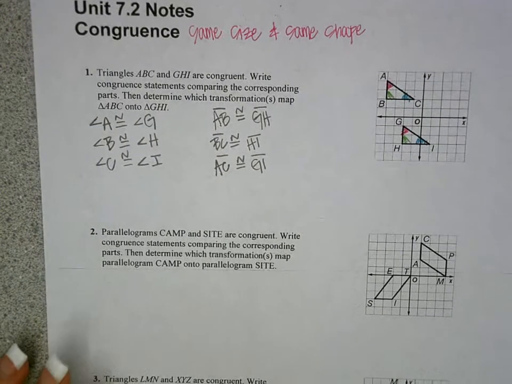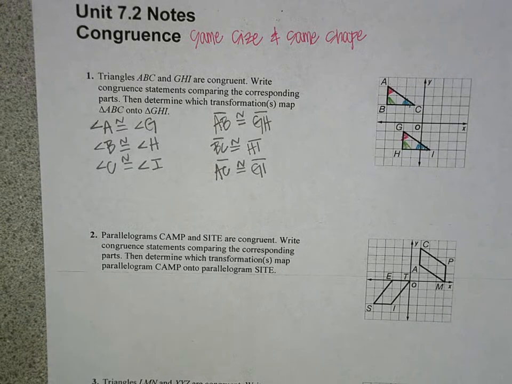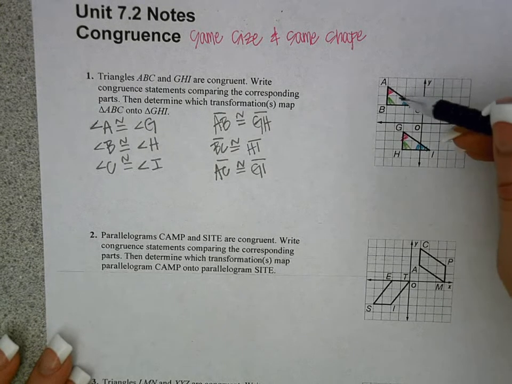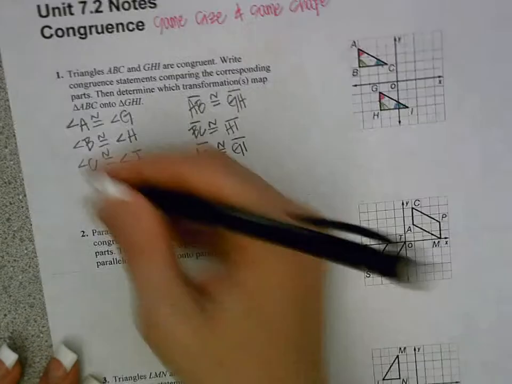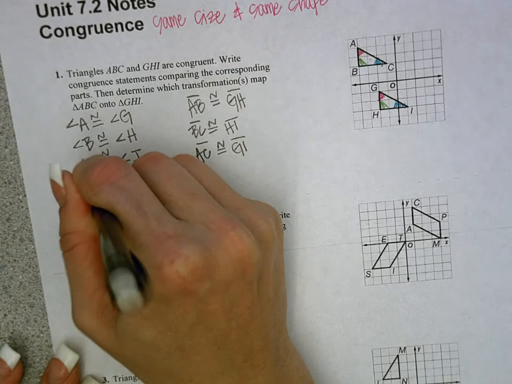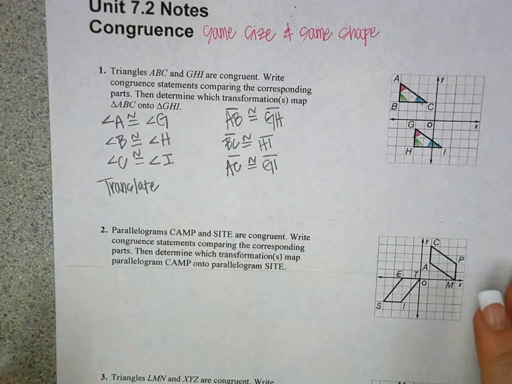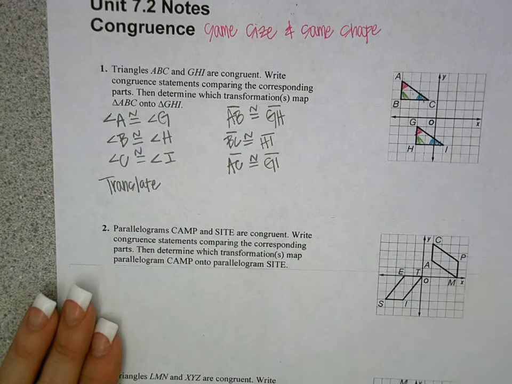Translate, okay? Now, if it's just a translation, there's nothing else, then you have to tell me exactly how to get from here to here. So yes, we are going to translate, but in which direction and how far? 5 down. The way you do that is you want to take two corresponding parts.